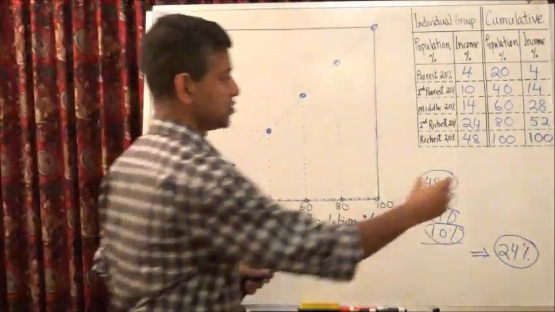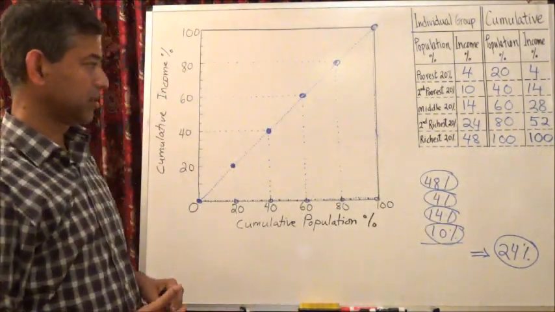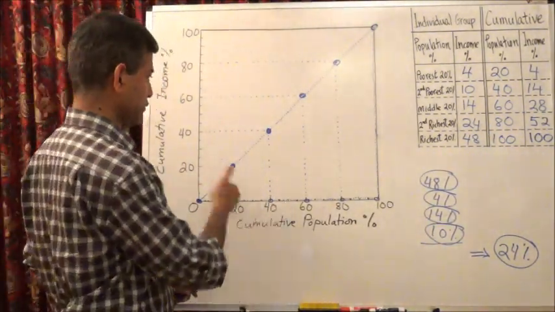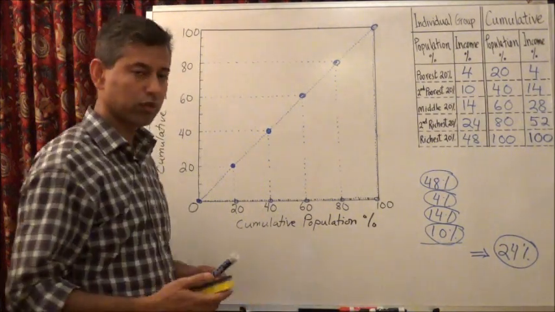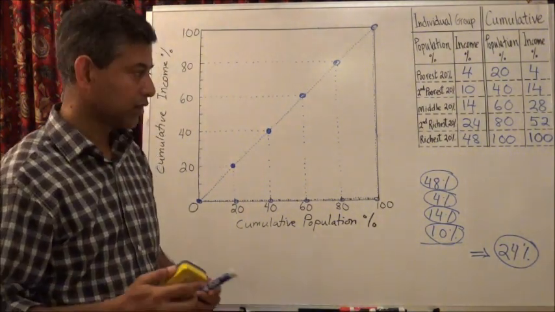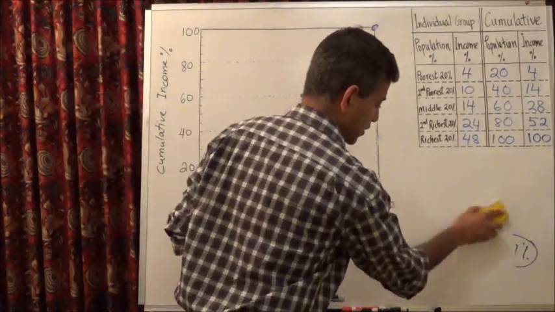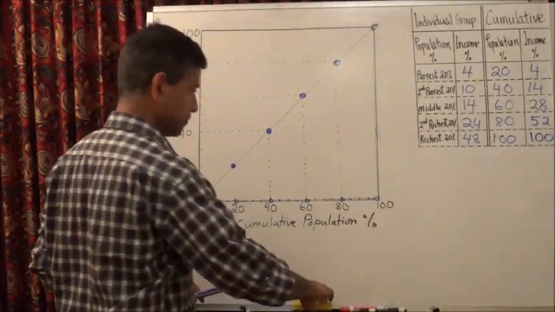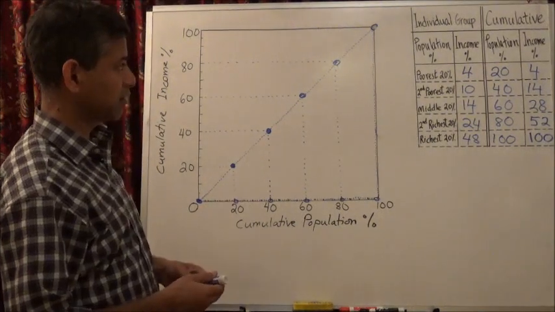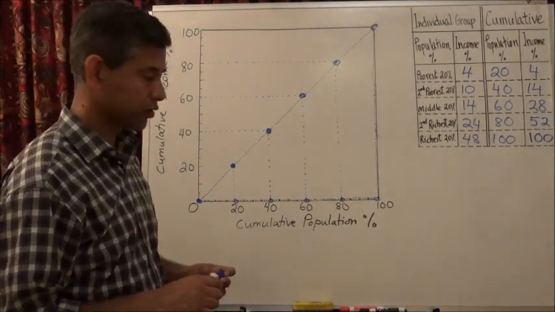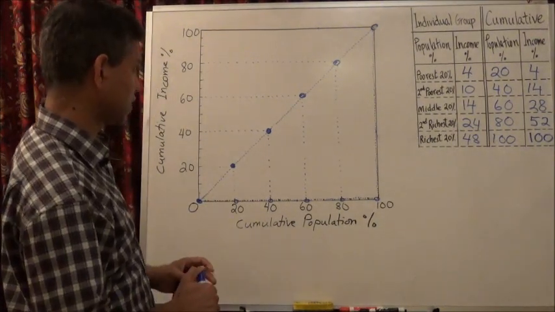So these two columns are what we need for constructing the Lorenz curve, since the Lorenz curve is looking at cumulative income share vis-a-vis cumulative population share. So, let's plot the graph. But in the process, a couple of pointers to mark.